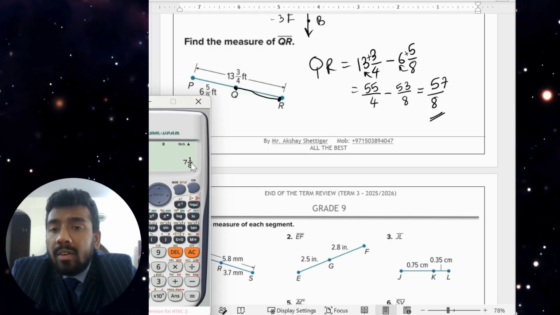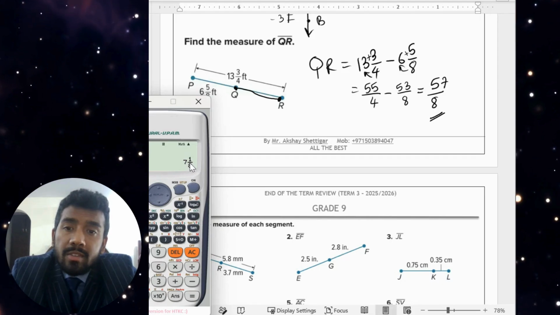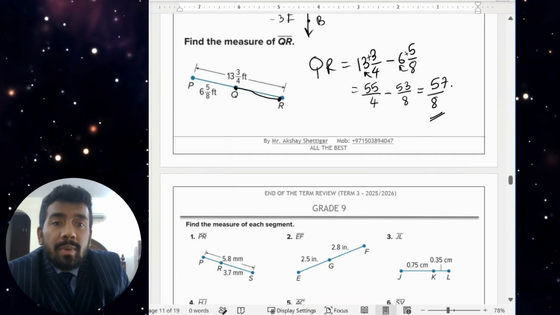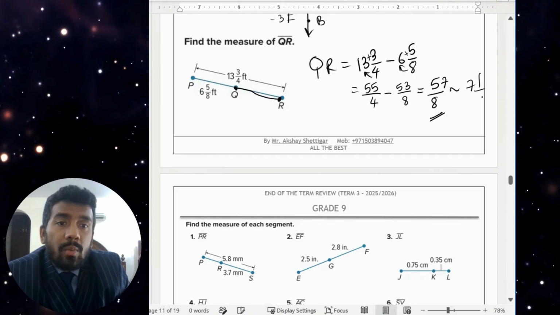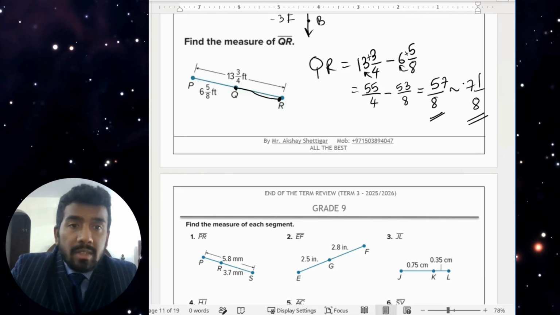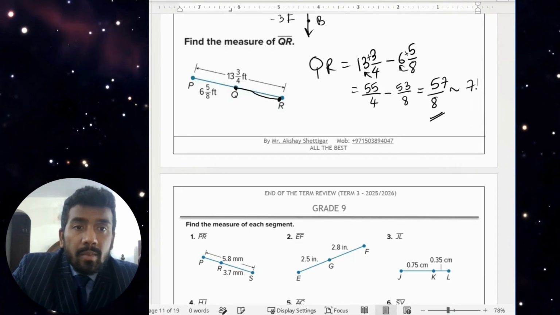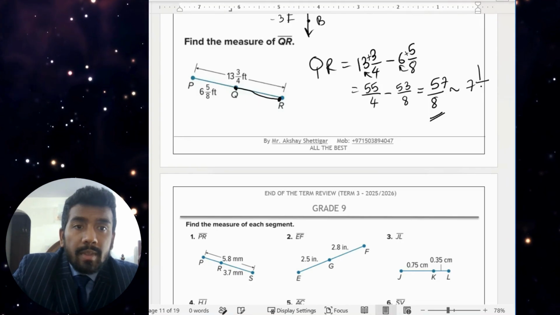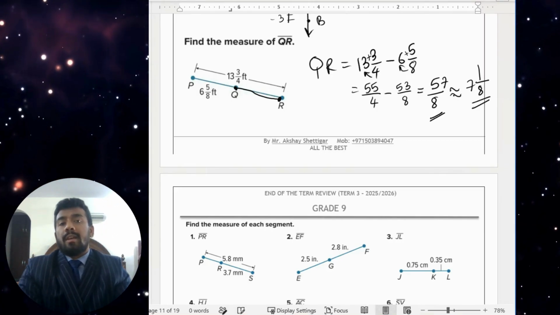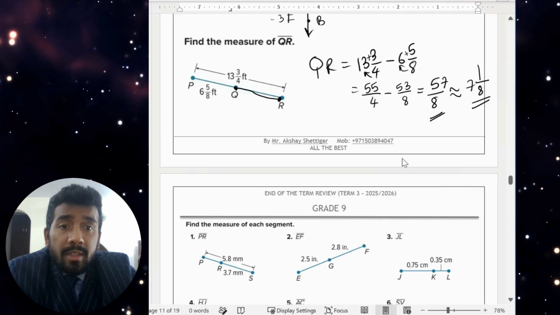You can do it in your calculator also. So it's 7 1 over 8. So this can also be written as 7 1 over 8. So that's how we do it by using the calculator also. Sorry, it looks like 71. Wait, let me put 1 up, then 8. Okay, so you can write it in this way, but this is also the correct answer. It depends upon the option.